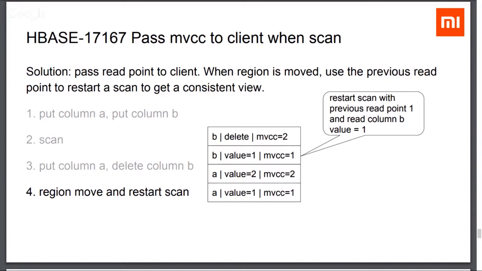So our solution is to pass the read point to the client. When the region is moved, we use the previous read point to restart our scan. So for this case, the restart scan will use the previous read point 1, so it will read column B with value 1. This is a consistent result.